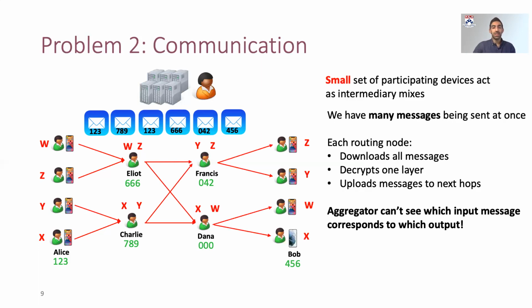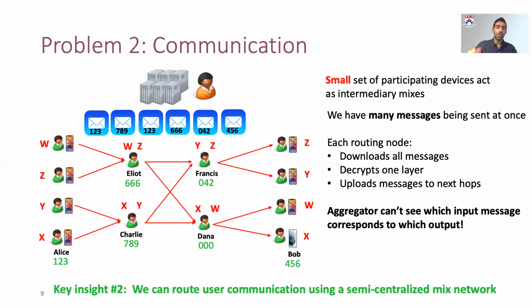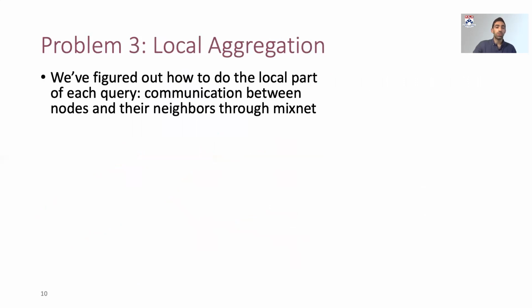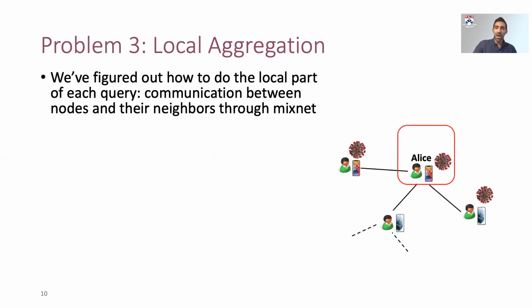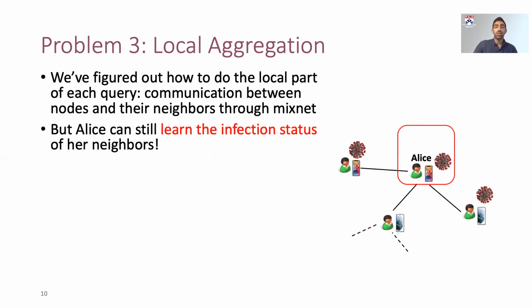This is basically a mixnet, except that we're using the aggregator as an intermediary. This leads to some interesting technical challenges, for instance, during path setup that we discussed in the paper. But this is the key insight, the semi-centralized mix network. So we know how to do the local part of each query communicated through the mixnet. But in this scenario, Alice still can learn the infection status of her neighbors through communication.